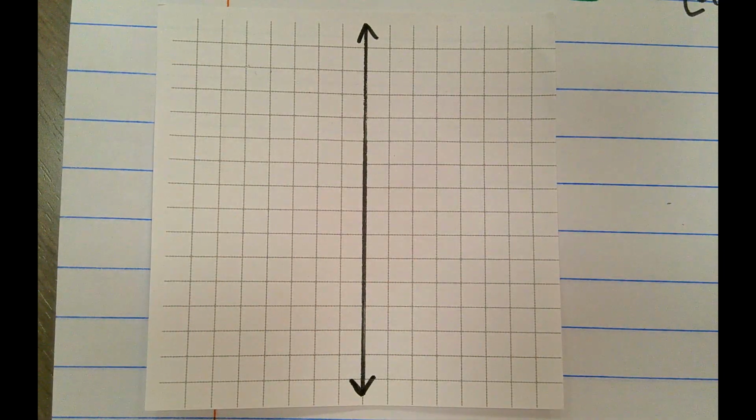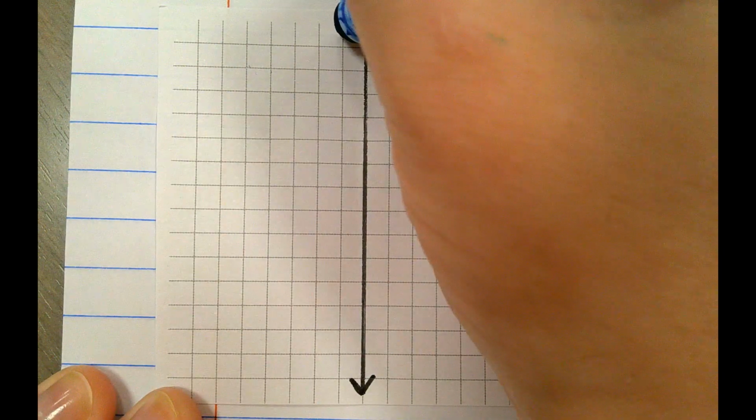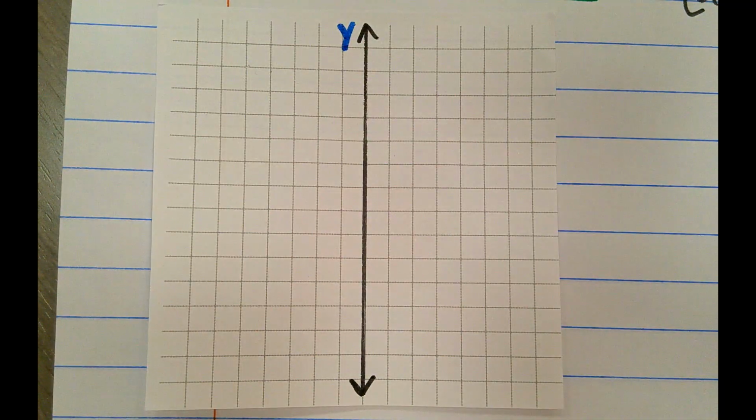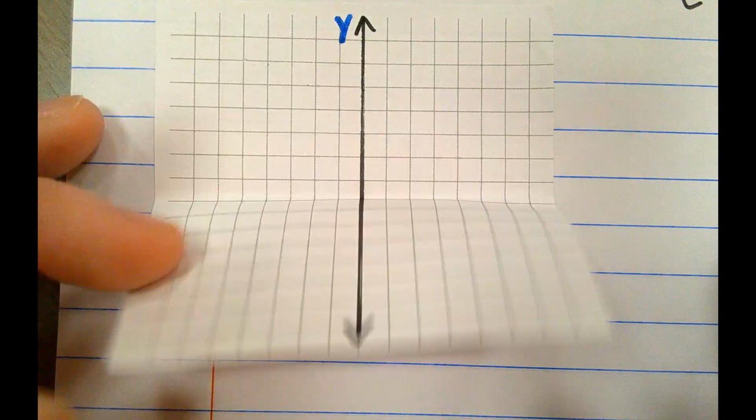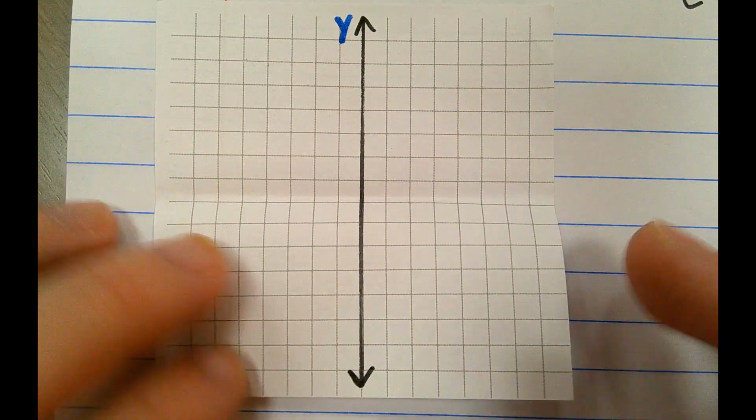And we will label that with y for the y-axis. And you can use that folding trick again to find the center for your x-axis. So let's see where that leaves me. Right about there. So arrows.